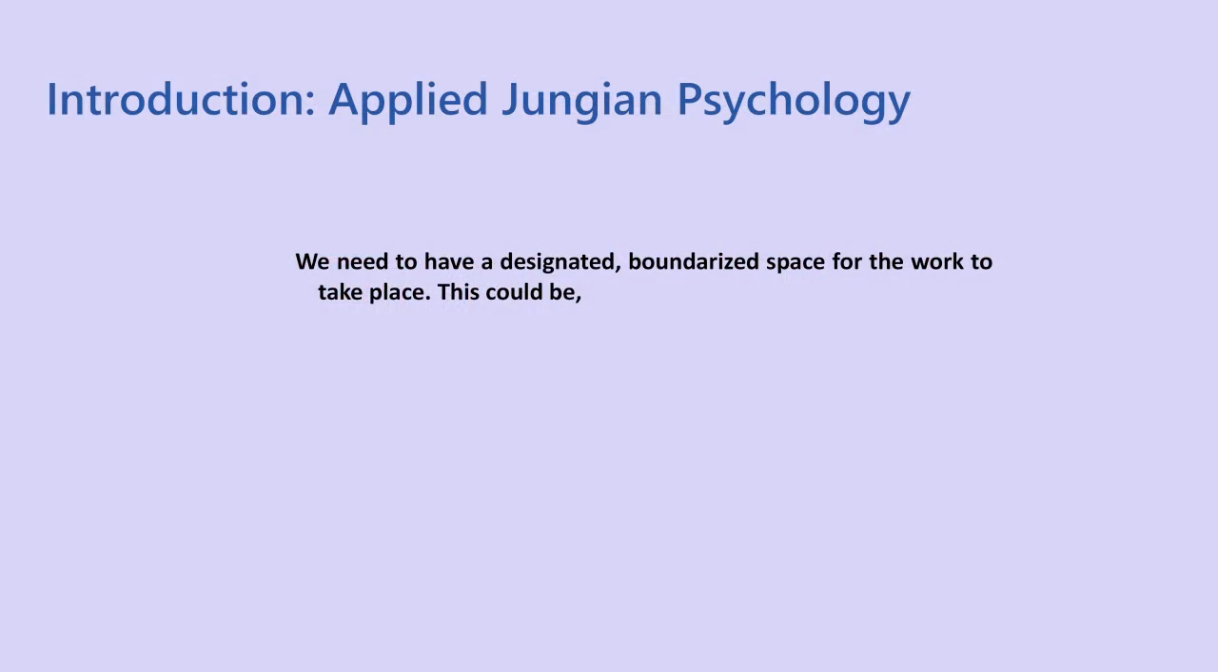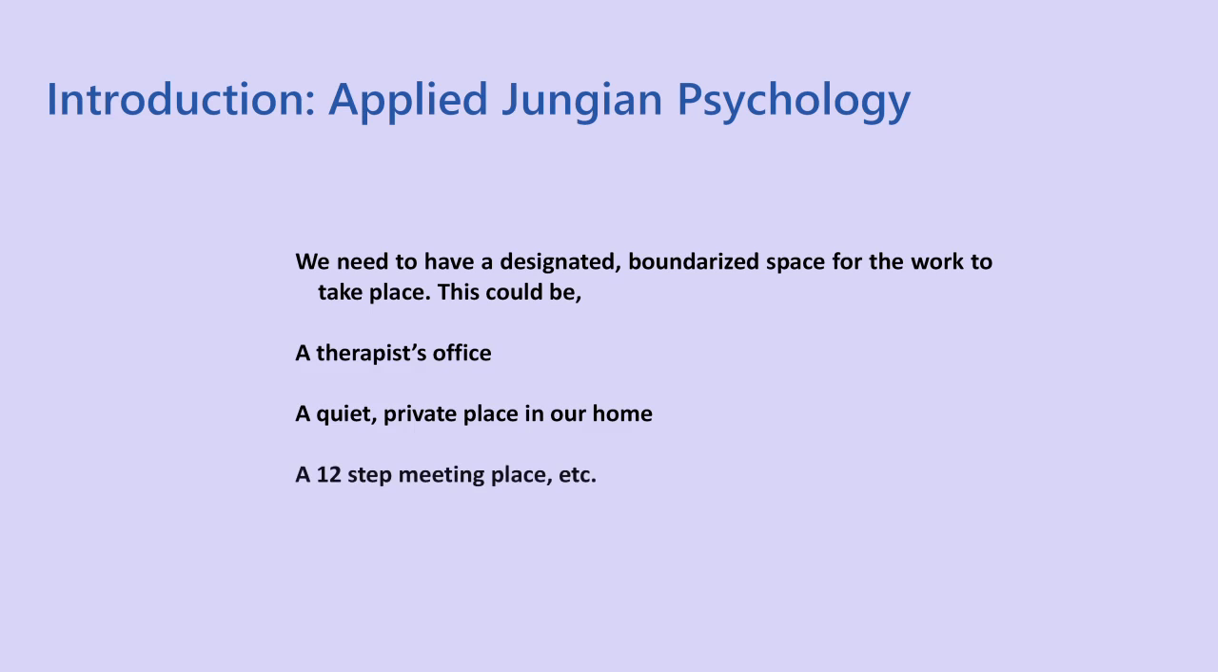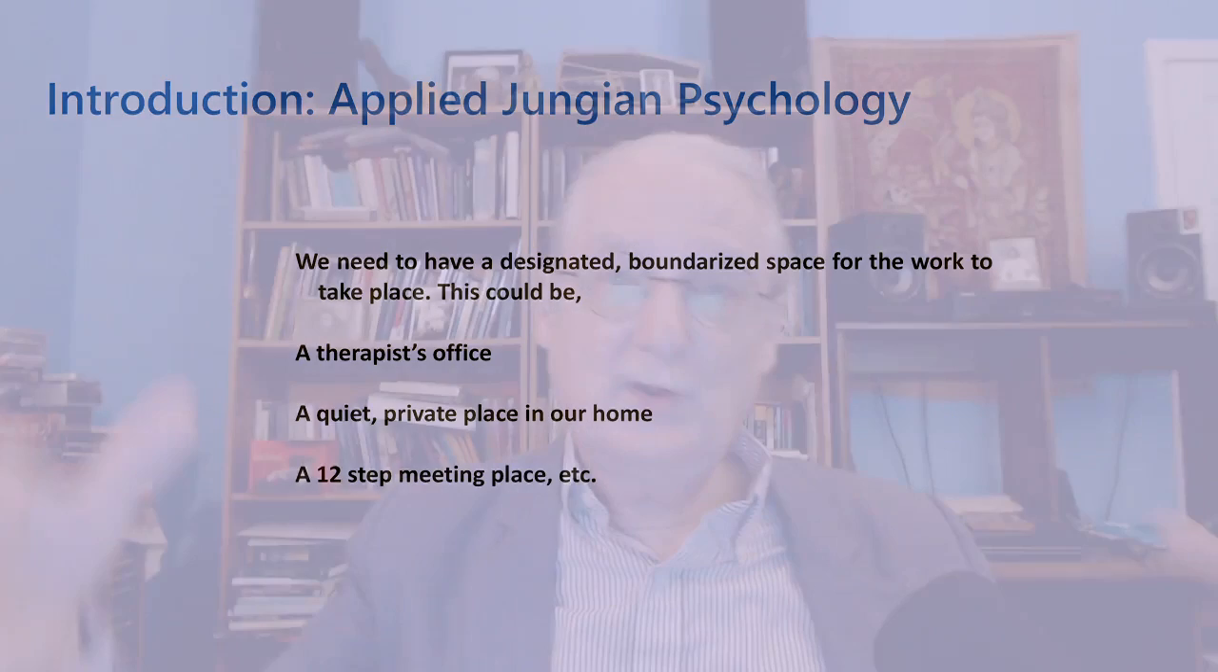Once we've decided what kind of work we're going to do, there needs to be a specific boundarized space for this work to take place. This could be a therapist's office. It could be a quiet place in our own home. It could be a 12-step meeting place, etc. As we say, there's many, many possibilities. Then there's, what do we do in this space? There's the actual step-by-step work that we do in the space that we allot for the work to take place.